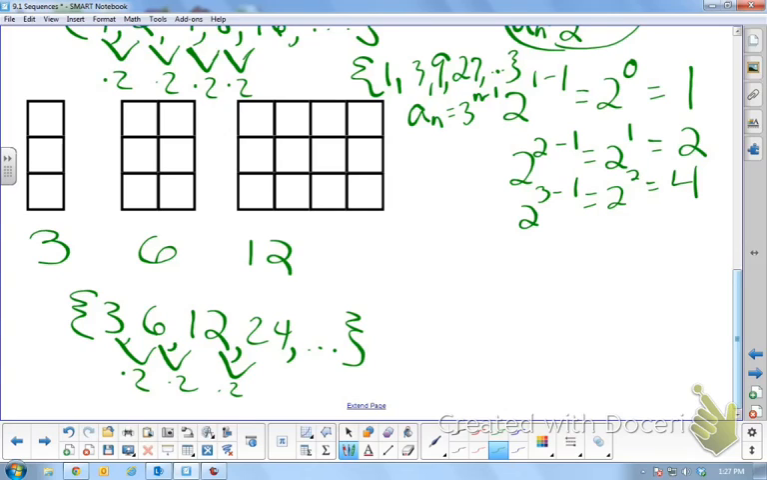But if I tried to use that formula, a sub n equals 2 to the n minus 1, would I get this sequence? No. It's got to be related somehow, though, because we're still timesing by 2 every time. So I want you guys to see if you can figure out how we can change this to get our new sequence. What would we change about this to get our new sequence? So again, I'm going to give you a minute or two to think about it.